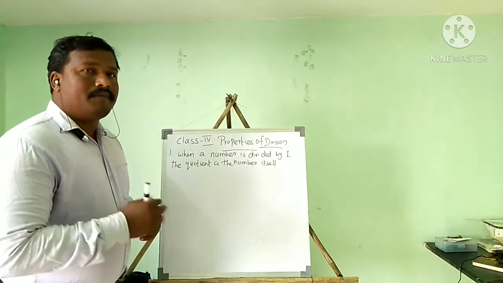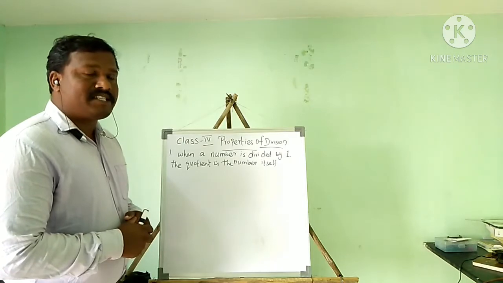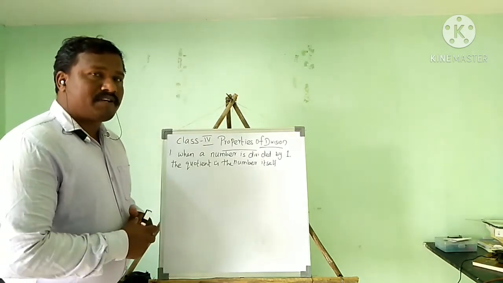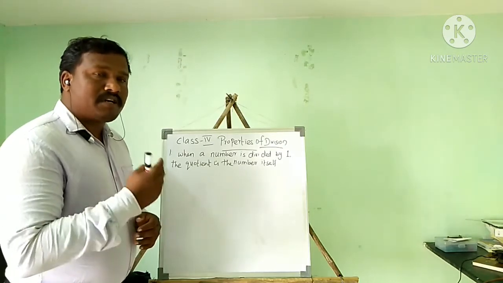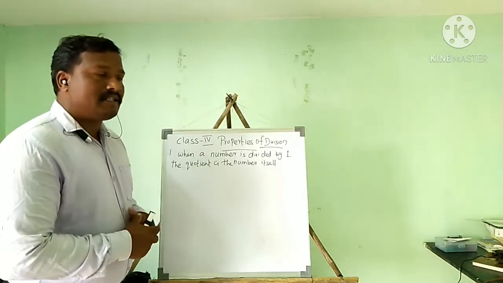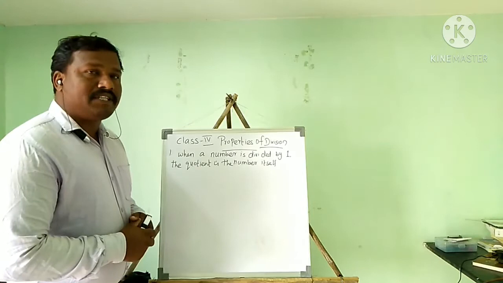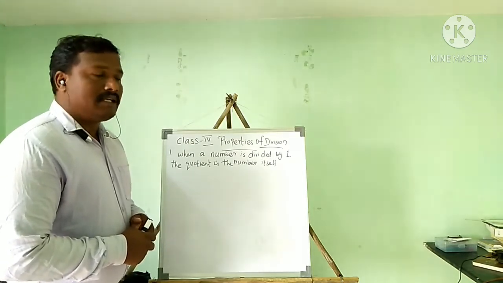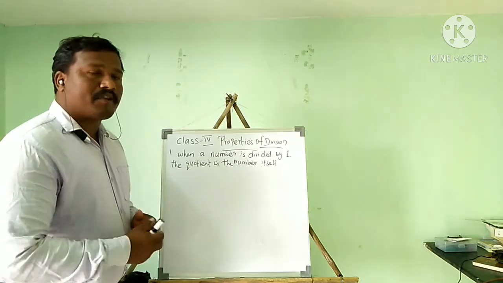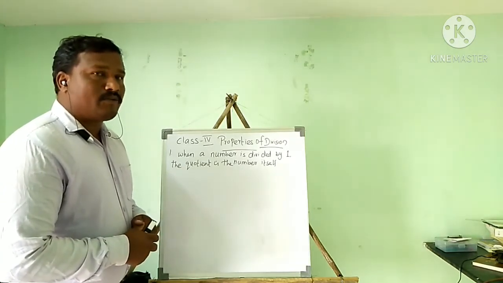Every arithmetic operation has some properties. We already discussed properties of multiplication, subtraction, and addition. Now we will see the properties of division. What are the properties of division? There are 5 properties, so we will check them one by one.